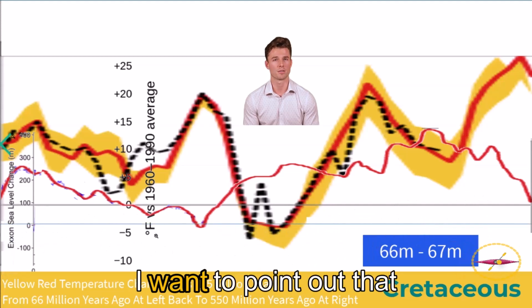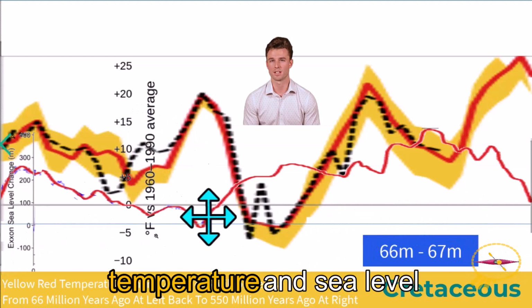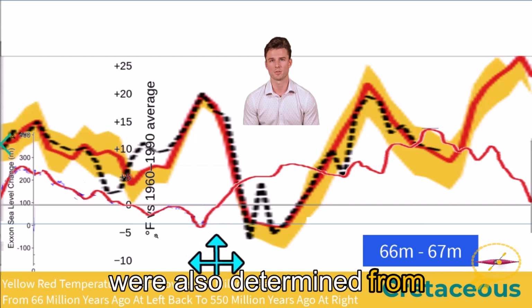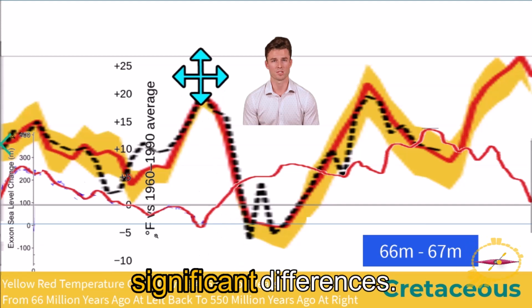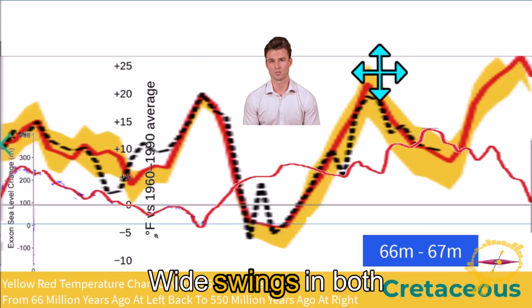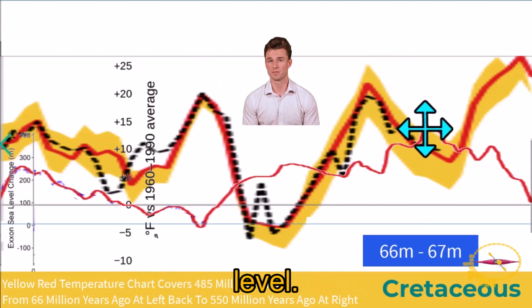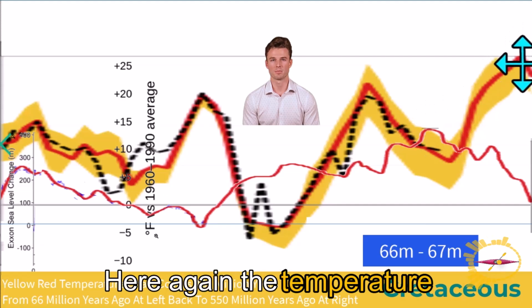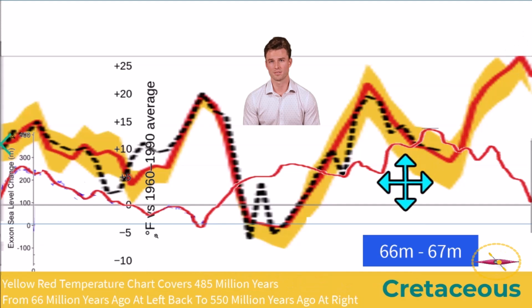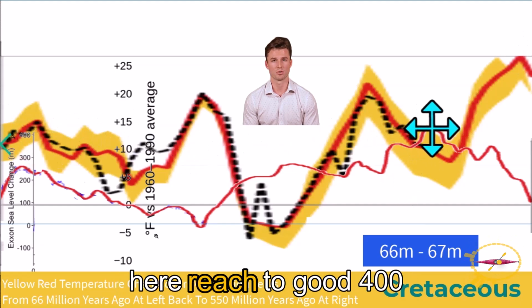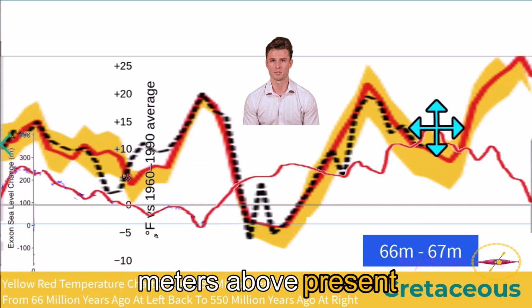I want to point out that these values for both temperature and sea level were also determined from geologic proxies. But I want to point out how there were significant differences, wide swings in both temperature and the sea level. Here again the temperature is a good 25 degrees Fahrenheit above present. Sea level, as you can see here, reached a good 400 meters above present value.